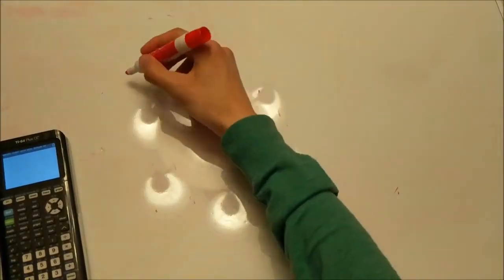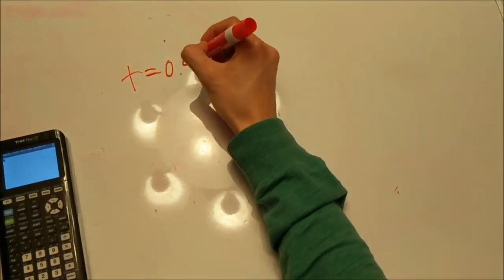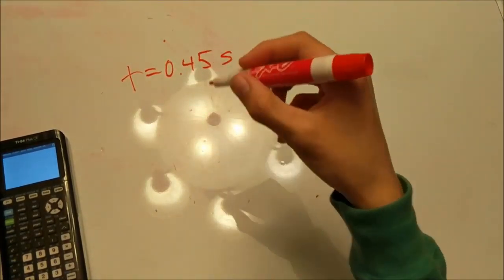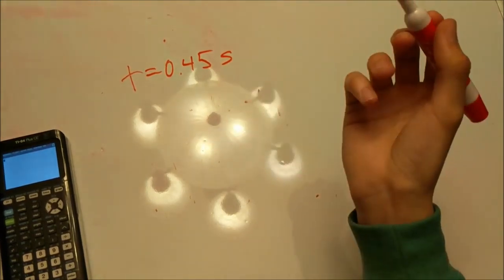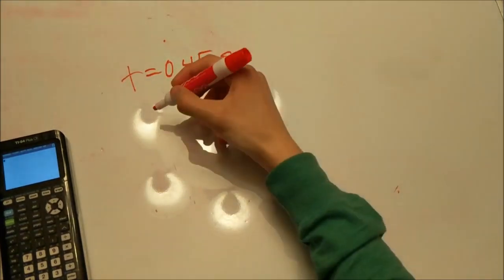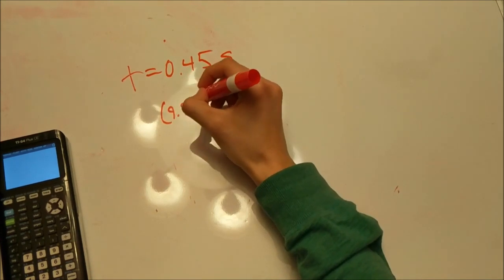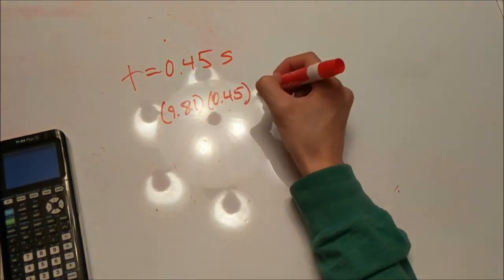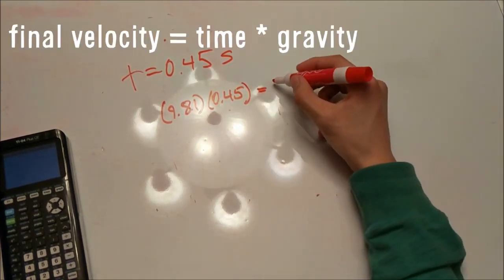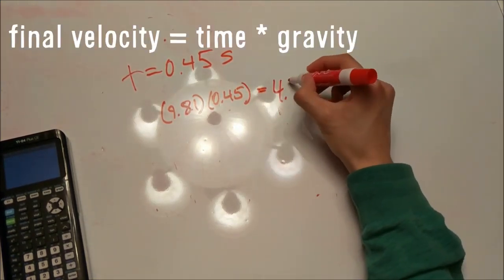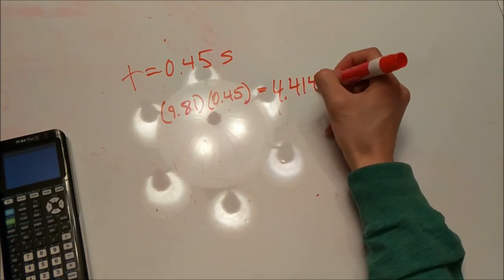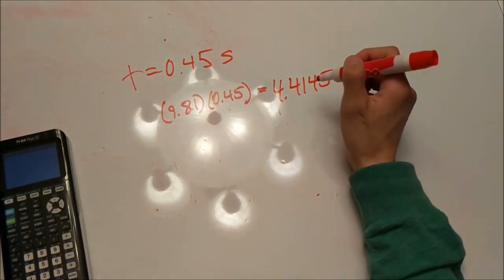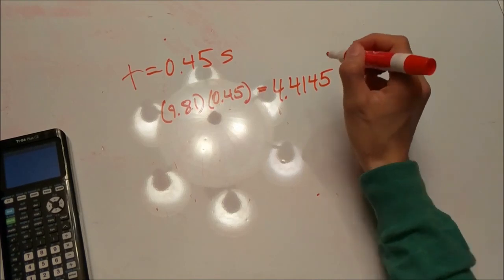Alright, ready? Go! It'll take the ball approximately 0.45 seconds to fall to the table. Now, using the acceleration due to gravity, which we know to be 9.81 meters per second squared, multiplying that by the time gives us the velocity of the ball before it hit the table. And so we know that the ball had a velocity of 4.4145 meters per second at the instant before it hit the table.